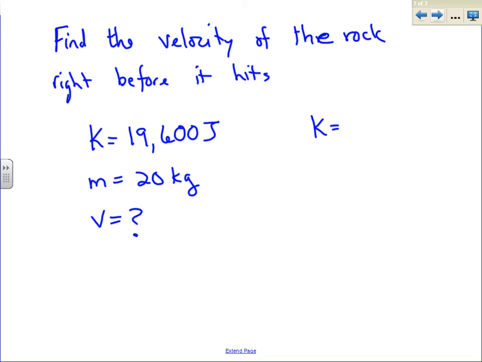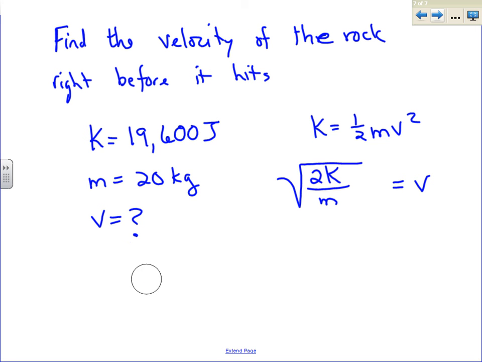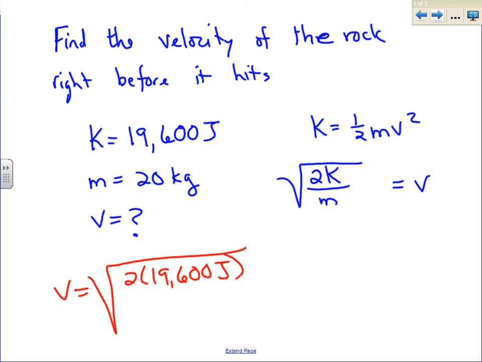Remember, kinetic energy is 1/2 mv squared. We're solving for v. So we have 2 times K divided by m gives you v squared. I multiplied both sides by 2 and then divided by m, and since it equaled v squared, I took the square root. So let's work this out. v is equal to the square root of 2 times 19,600 joules divided by 20 kilograms.